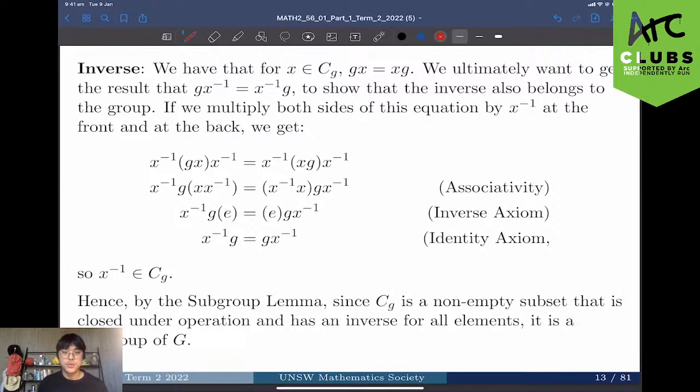So we've proved the three things we needed to prove. That CG is a subgroup under the subgroup lemma. So this question is finished.